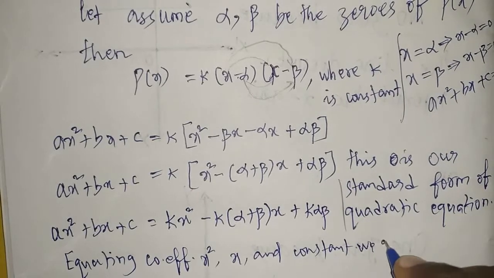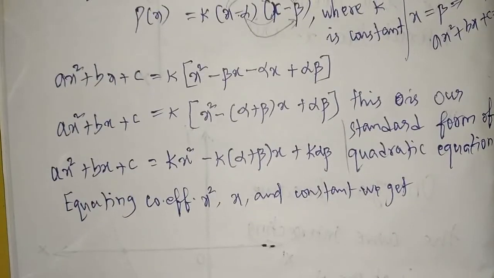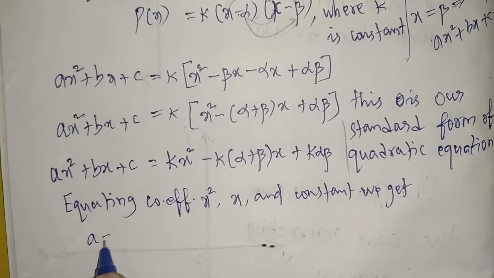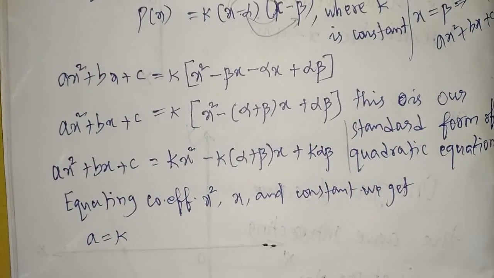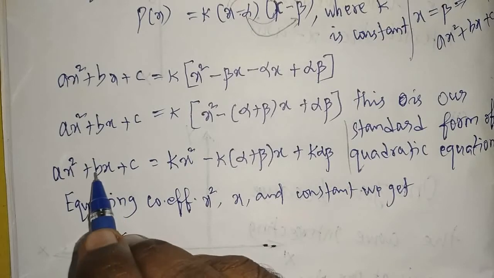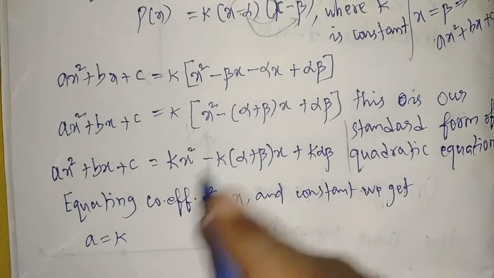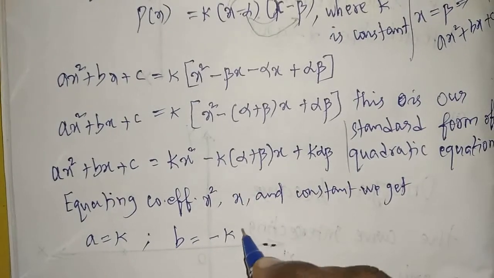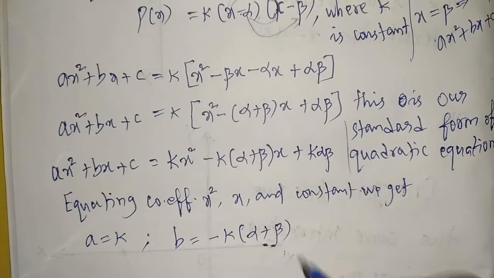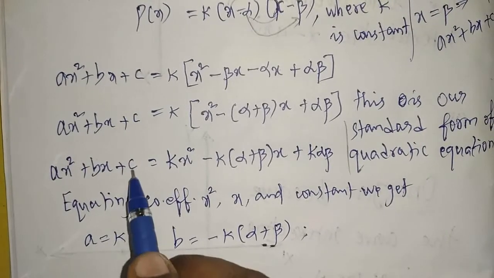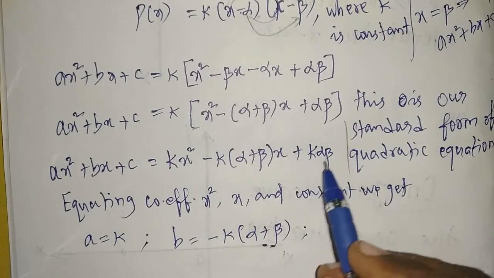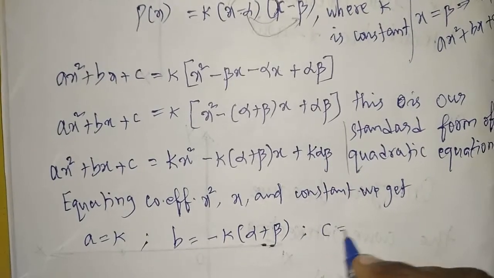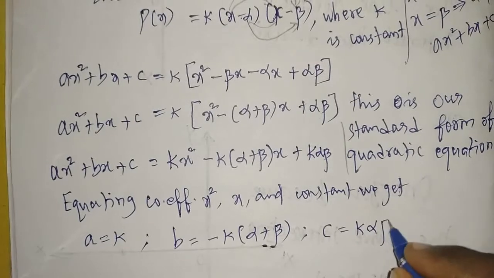After equating, just see here: the coefficient of x square is k, so a equals k. The coefficient of x is b, which equals minus k into alpha plus beta. And next, c, the constant, I'm equating: c equals k into alpha beta.